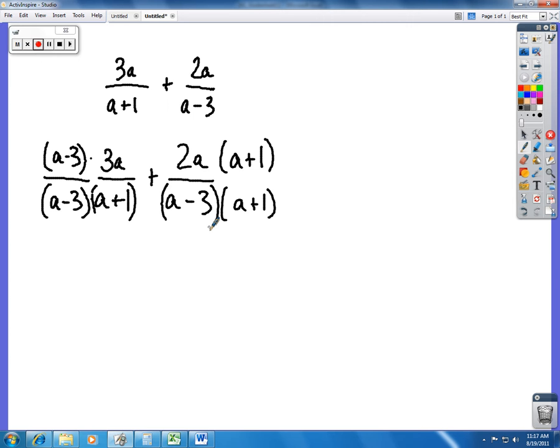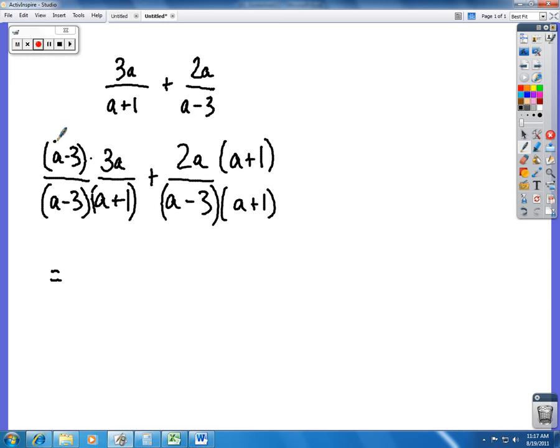Okay, so now we can start combining everything together. Again, you can leave the denominators like this. You don't need to factor them out, but you will want to factor out the numerators because you may be able to combine terms and cancel things. So in the numerator, we've got this a minus 3 times 3a.